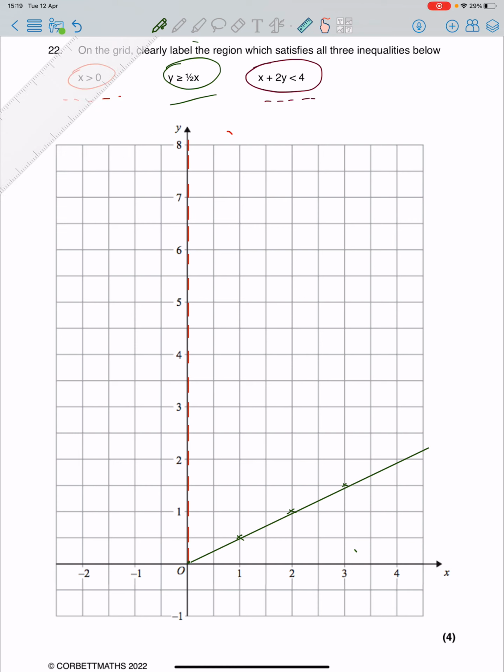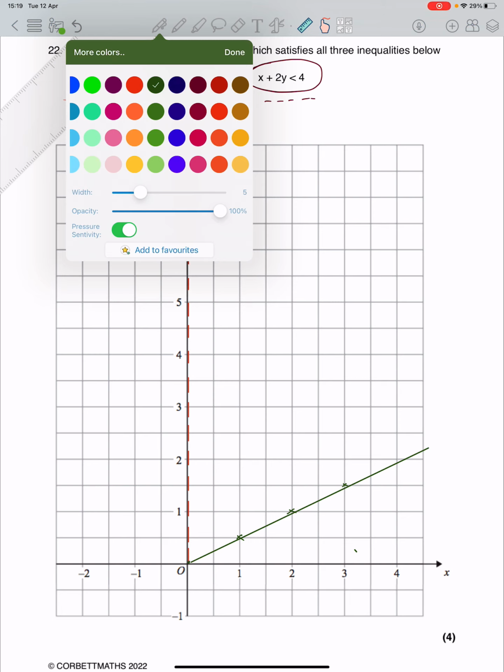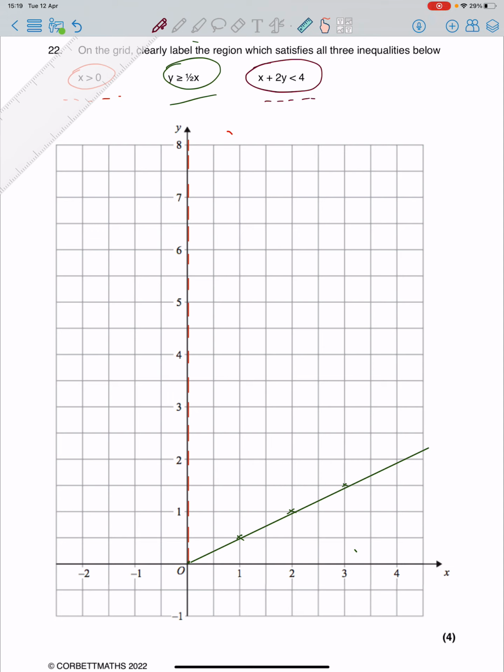And then the other one, x plus 2y is less than 4. Let's rearrange this. If I take away x from both sides, we get 2y is less than minus x plus 4. Dividing both sides by 2, I get y is less than minus a half x plus 2. So I'm going to draw the line for y equals minus a half x plus 2. So let's just draw a little table of values. I'm just going to pick a few different values here. So if x is equal to 0, let's just go with that.